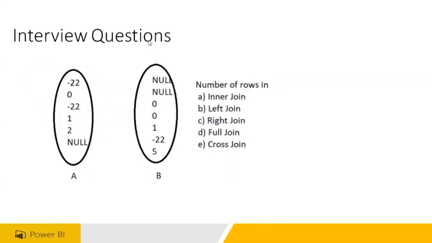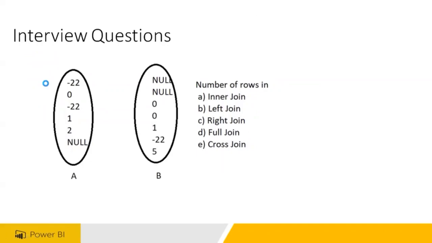The fourth question is this. You take the fourth question. It is going to have minus 22, 0 and minus 22, 1, 2, null, null, null. So you have 0, 0, 1, minus 22, 5. I need the answers for this: inner join, left join, right join, full join and cross join. Number of rows in each variety. This is the fourth question.